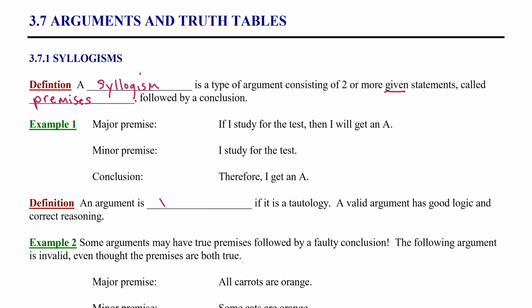Now, an argument is valid if it is a tautology. Remember, a tautology is a statement that is always true. A valid argument has good logic and correct reasoning. So when we say that an argument is valid, we are assessing the logic and the reasoning to be correct. Don't confuse the words valid and invalid with true and false. The word valid simply indicates that the reasoning is correct. It does not guarantee that the conclusion is true.